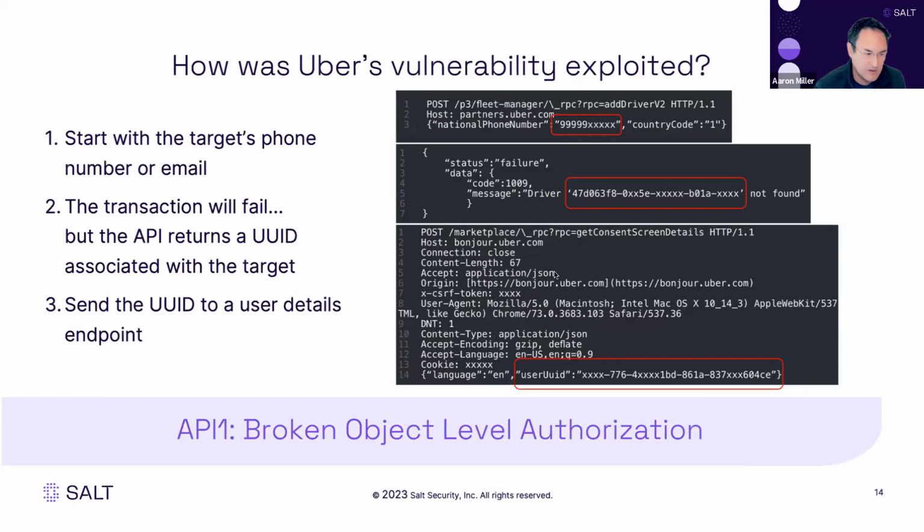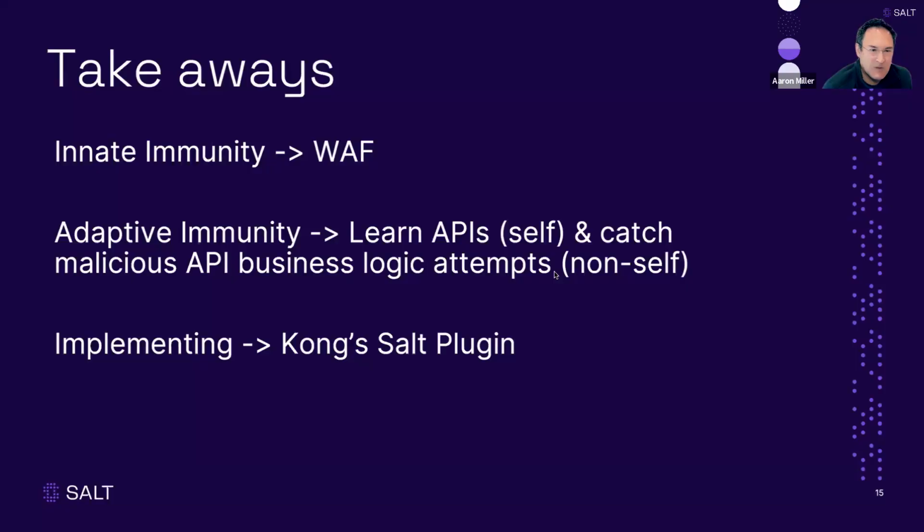And so, how do we protect ourselves from this? Well, we're getting near the end here. And really, I want you to walk away with some of the basics, right? You have this idea that biological systems have innate immunity, and you get that in a digital system with a WAF, right?